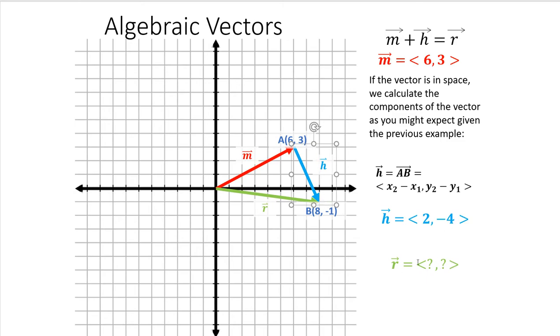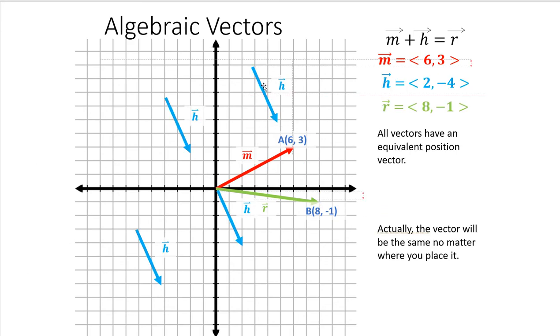So 2, negative 4. If we wanted to know then what vector r was, well, we know the constituent vectors of vector r. We added m and we added h. So if we added up all of the x's, the 6 x's for vector m, and then the 2 for vector h, sorry, 6 plus 2 is not 6, it's 8. And if you do the same thing for the y's, you go 3 up for vector m, and then 4 down for vector h, you end up with negative 1. And that's also evident here. If we make r a position vector, it's just the coordinate point of the endpoint of this.